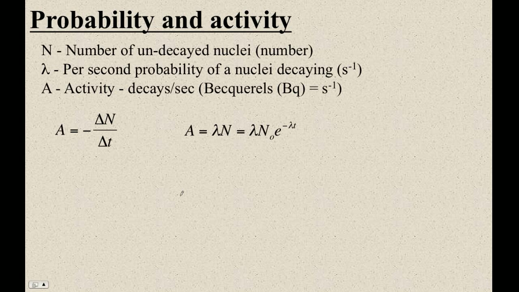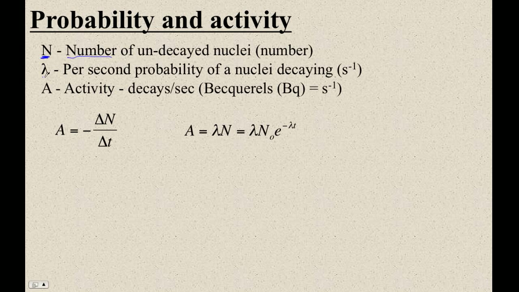Hey, let's do a little activity about activity. These are three quantities. We can talk about n, and n is literally the number of undecayed nuclei. So this is going to be a giant number, like 10 to the 23rd, or 6 times 10 to the 23rd, which is like a mole of these.